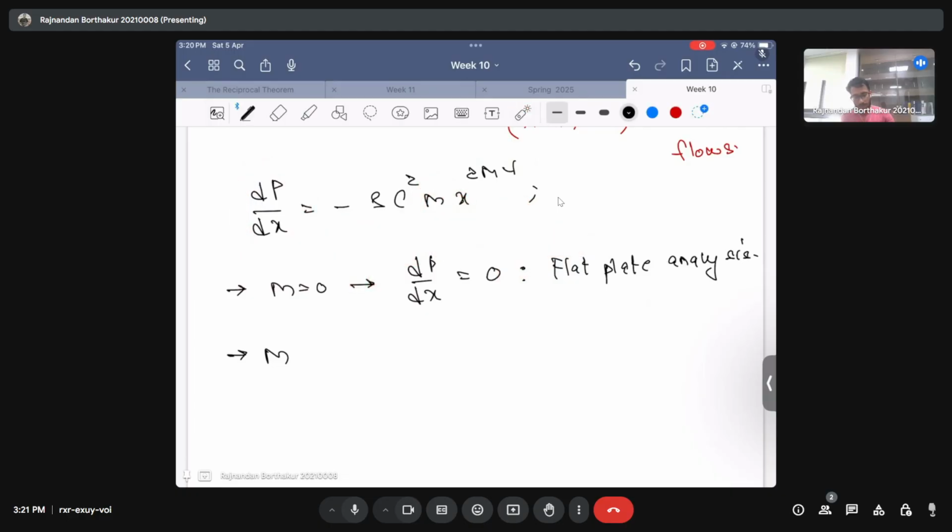So for instance, what I was saying is that this term is positive, these two terms are positive, which means that if m is greater than 0, this term is greater than 0. So dp/dx, since there is a minus sign here, would be less than 0. So if m is greater than 0, then dp/dx is less than 0, and this is the case for a favorable pressure gradient, as we already saw in the last class.